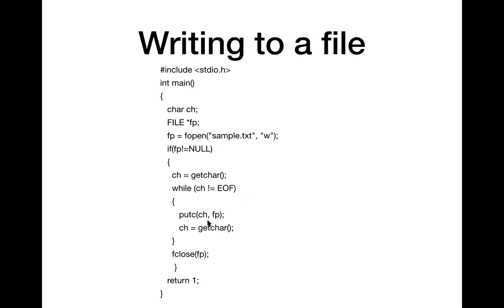Okay. Then again, get the character from the user, check whether it is not end of file. Write this character to this file. Then get the character from the user, check whether it is not end of file. Write this character to the file. Just continue this till the user types end of file. So usually for end of file, it will be Control D or Control Z. Okay. So once you complete all this, close your file.